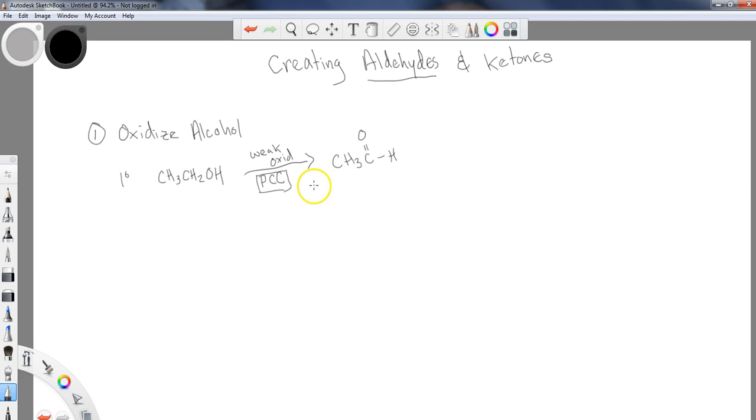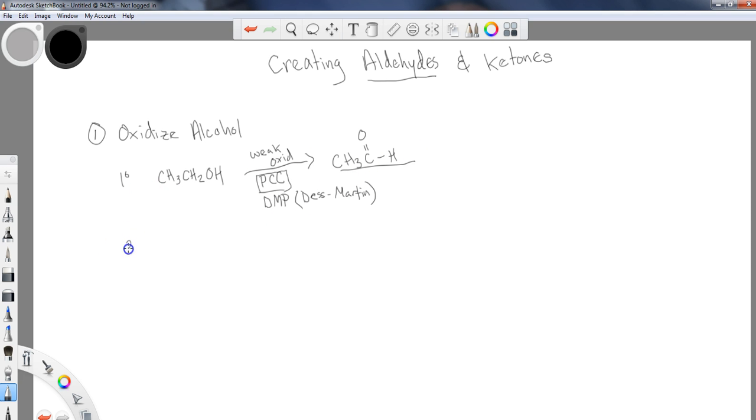There is another one referred to as the Des-Martin reagent. It's really Des-Martin periodinane, and it is abbreviated DMP. So PCC or DMP, which you sometimes may see written out as Des-Martin oxidation over the arrow, either of these are acceptable sources to create aldehydes from primary alcohols.